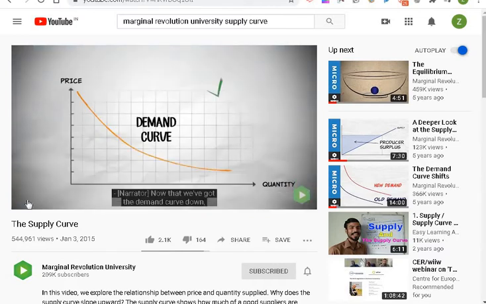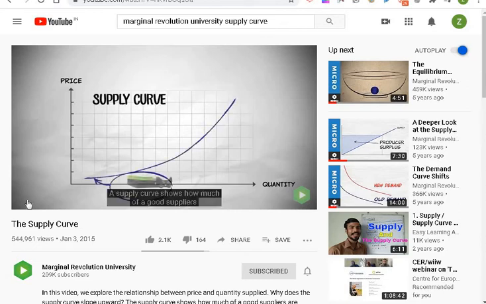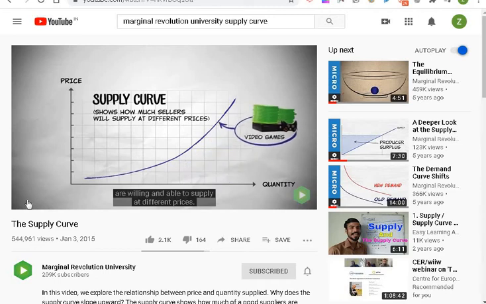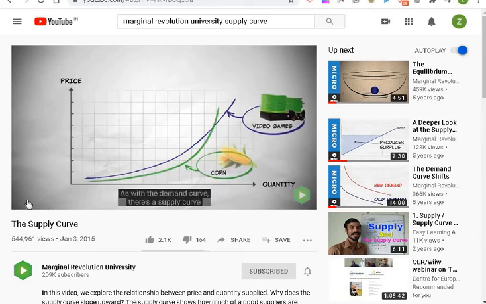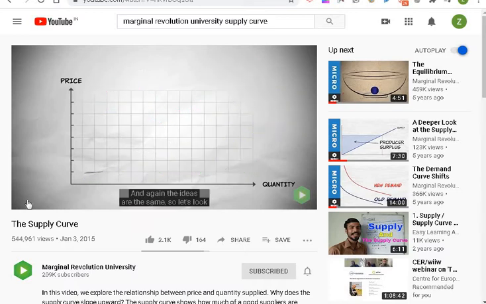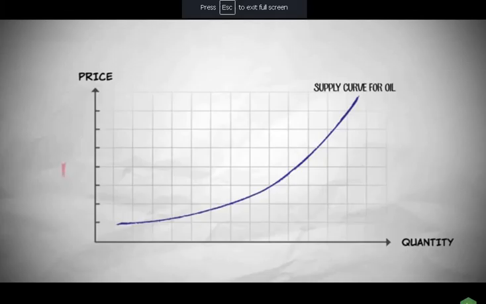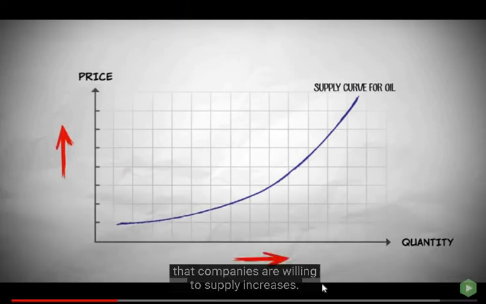Now that we've got the demand curve down, let's move on to the supply curve. A supply curve shows how much of a good suppliers are willing and able to supply at different prices. As with the demand curve, there's a supply curve for every good and service. And again, the ideas are the same, so let's look at the supply curve for oil. We see an intuitive relationship between price and the quantity supplied. As the price goes up, the quantity of oil that companies are willing to supply increases.